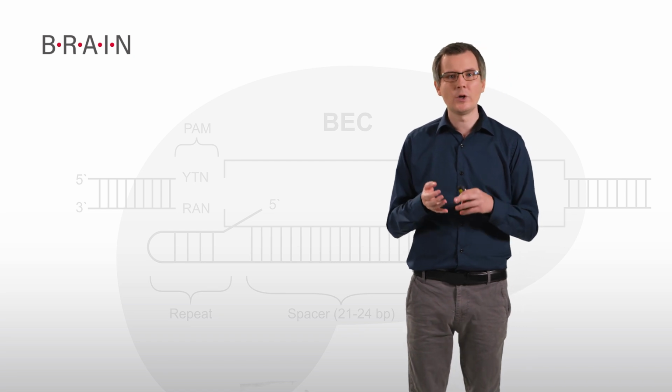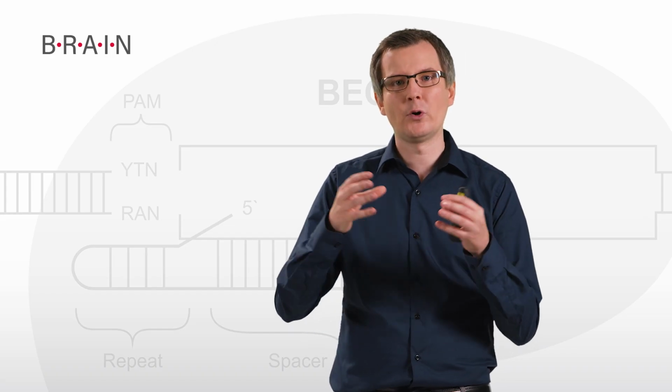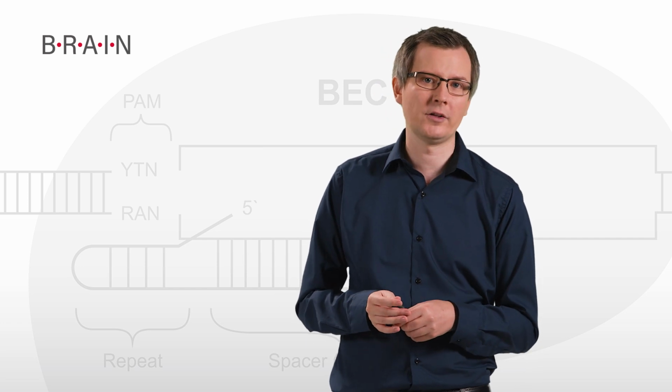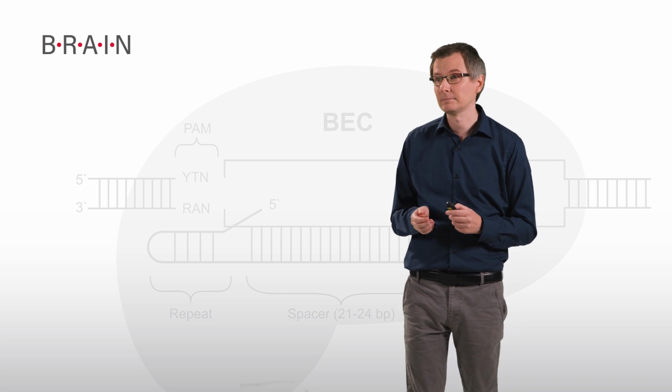For example, we are elucidating the mode of action, so how our protein is actually working. We are working on an RNP system, so we would like to produce the protein and then work with the protein directly. We are doing in vitro studies, multiplexing studies, and also we are working in different or alternative organisms because we would like to have a broad application space for our genome editing tool to work with it in a lot of different organisms.